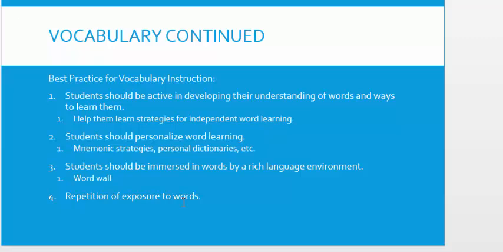As I mentioned, part of building their background knowledge and focusing on their vocabulary is that they have repetition with that vocabulary. Some best practices we know about for vocabulary instruction are that the students need to be active in developing their understanding of words and ways to learn them. So give them strategies to learn words independently. For my son, he has a Kindle, so I've shown him how if there's a word he doesn't know when he's reading a novel, he can just tap on that word, highlight it, and it gives a very quick, easy definition. Just getting them in the habit of learning new words and wanting to learn new words is helpful.